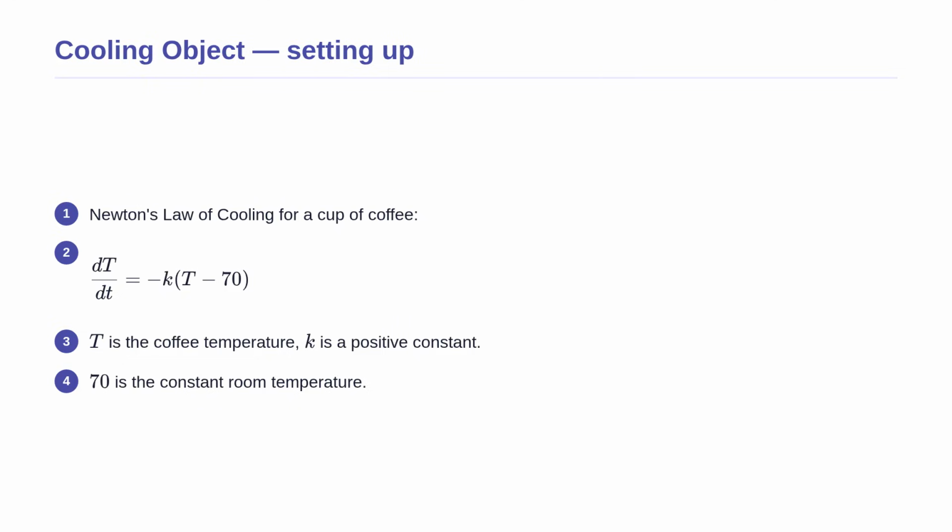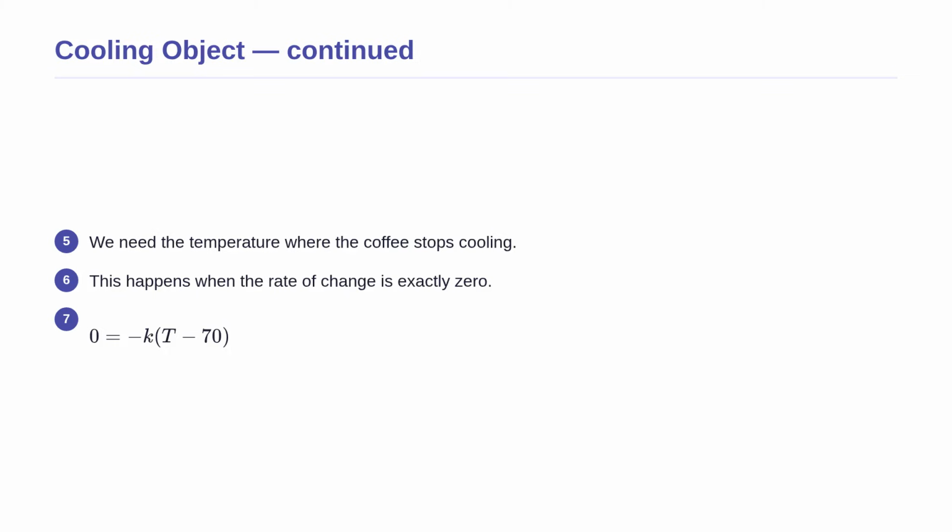We want to find the equilibrium point of this specific system, which will tell us the final resting temperature of the coffee. To find the equilibrium point, we need to find the temperature T where the coffee completely stops cooling. This happens when the rate of change, dT/dt, is exactly 0.